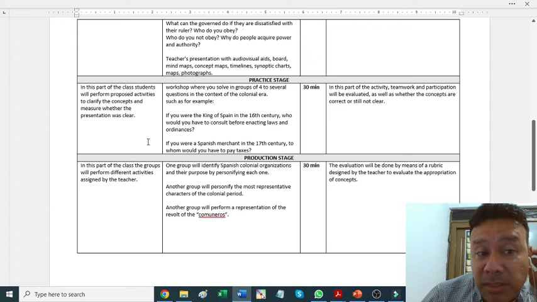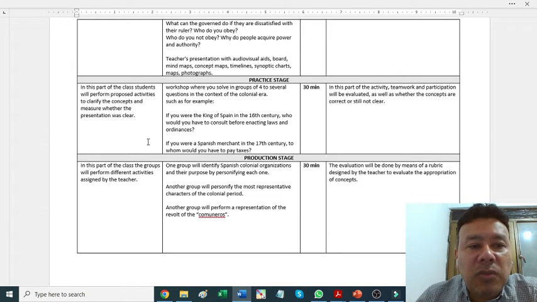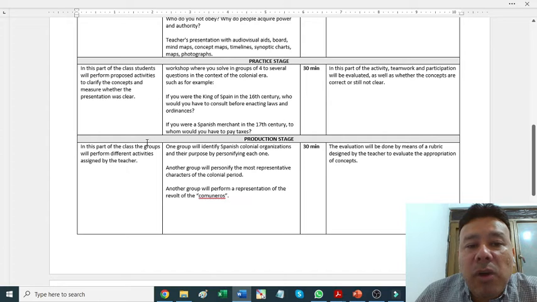Second phase, practice stage. In this part of the class, students will perform proposed activities to clarify concepts and measure whether the presentation was clear. Practice workshop, where you solve in groups of 4 several questions in the context of the colonial era. For example, if you were the king of Spain in the 16th century, whom would you have to consult before enacting laws and ordinances? If you were a Spanish merchant in the 17th century, to whom would you have to pay taxes?